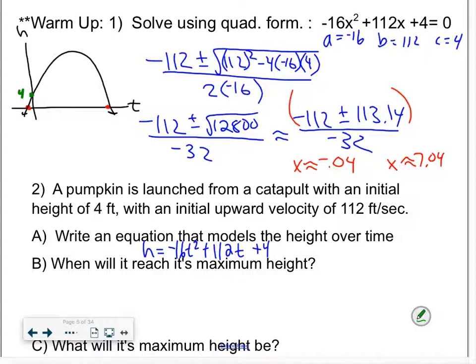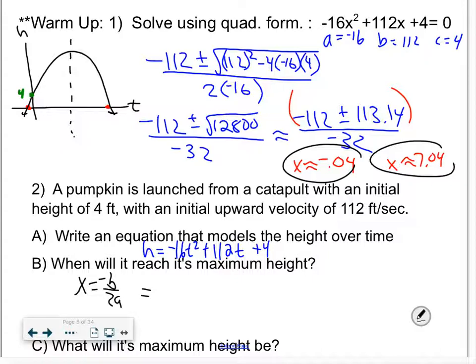If I want to find when it will reach its maximum height, that'll occur right in the middle of these two numbers, because that'll be halfway between. The shortcut you can do is use this formula. Negative b over 2a gives us the x-coordinate of the vertex, which also gives us the equation of the axis of symmetry. So negative 112 over 2 times a, which is negative 32. 112 divided by 32 is 3.5. And that is the average of those two x values.